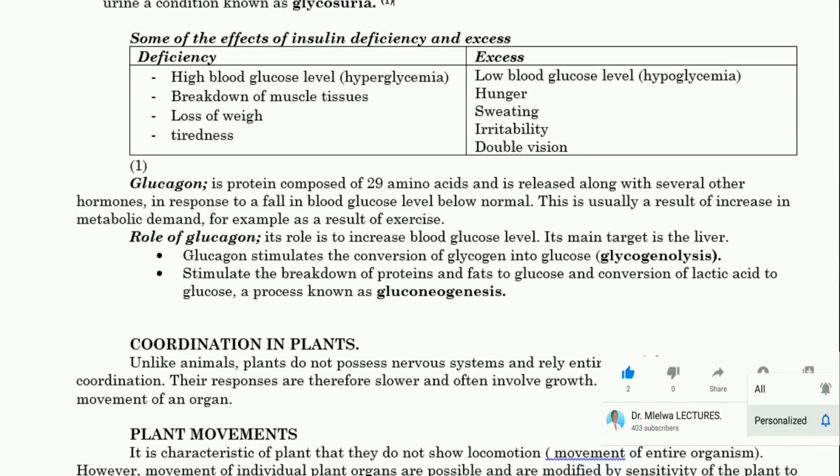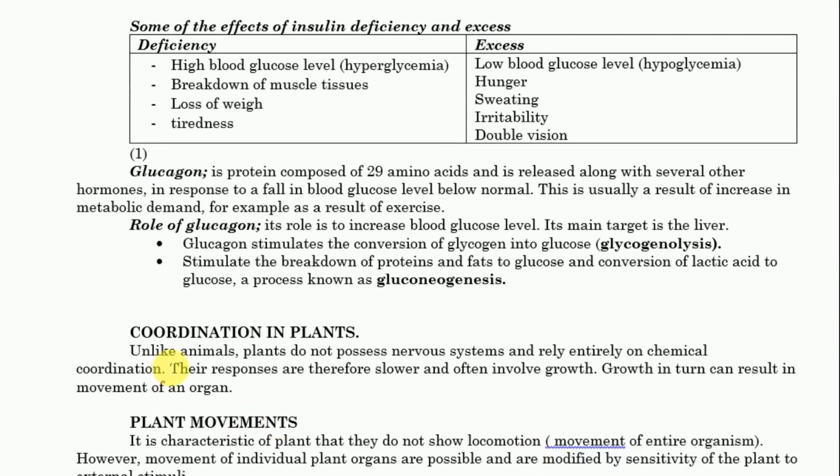Now let's go to glucagon. Glucagon is a protein composed of 29 amino acids and is released along with several other hormones in response to a fall in blood glucose level below normal. So if the blood glucose level is falling below normal, glucagon is released. This is usually a result of increase in metabolic demand, for example, the result of exercise.